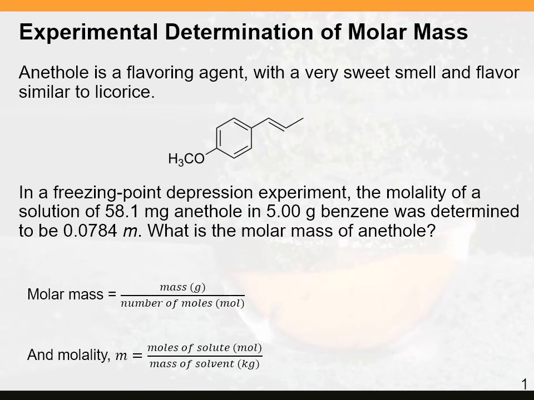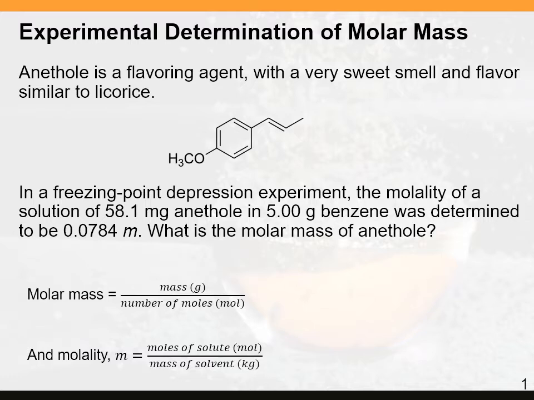A very useful application of freezing point depression or boiling point elevation is the experimental determination of molar mass of unknown substances. Because by measuring the freezing point depression, we can calculate the molality of a substance. And if you know experimentally the mass of that substance, you can calculate the number of moles and therefore the molar mass of the unknown.